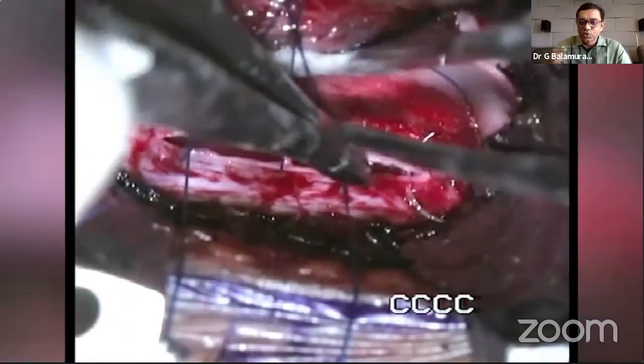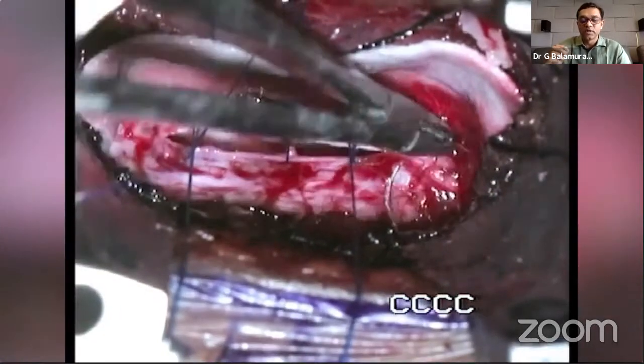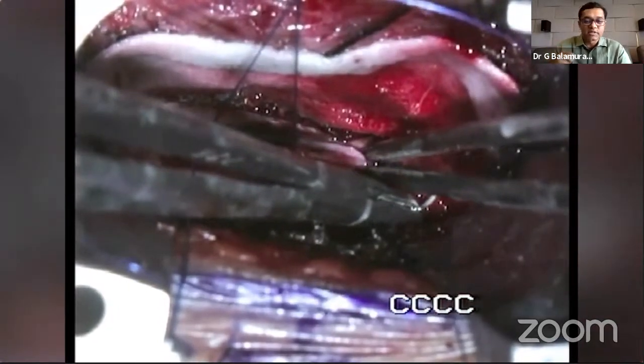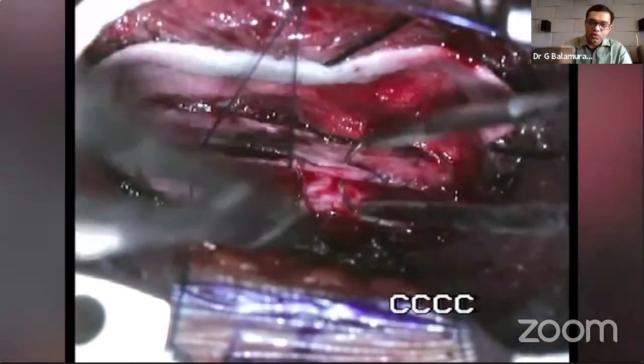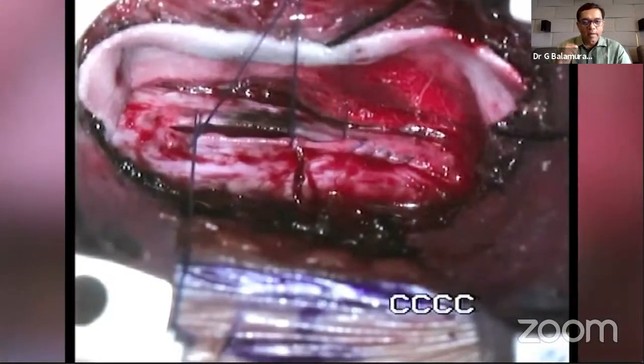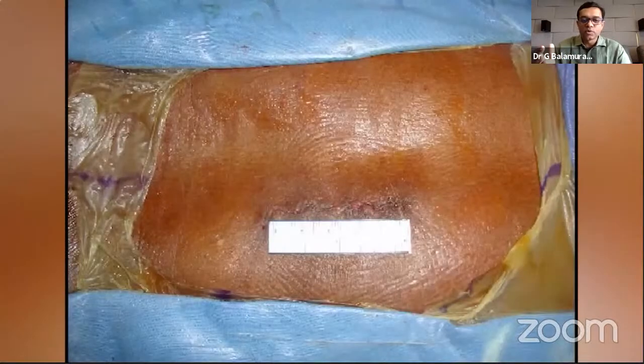The important thing is dural closure. Many people worry that you can't achieve a dural closure like you would with an open surgery, but that's definitely not true. With experience, and the way you handle your needle, if you are very good, you can get an absolutely watertight closure. It's a small opening, and the patient goes home in 24 hours.